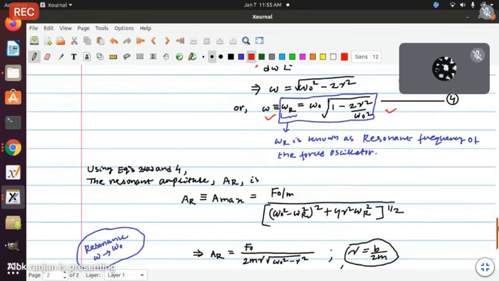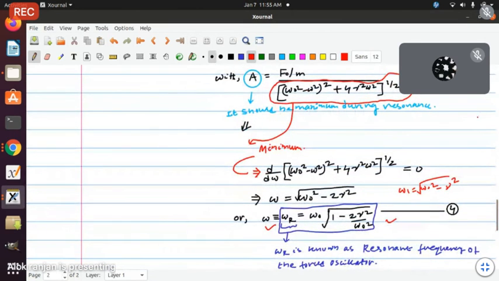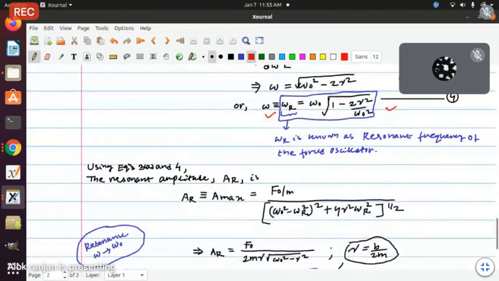And if you substitute this below in equation 3a, because we will try to get the maximum amplitude. What we'll get? We'll get the maximum amplitude, because this we obtain by maximizing the function. So therefore, if you substitute, then we'll get the maximum.